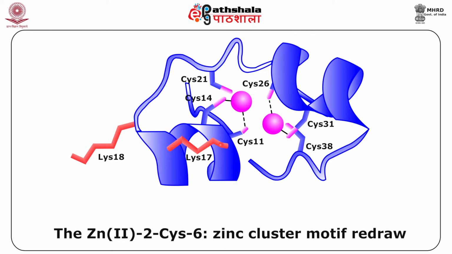The 2 zinc coordinate to the 6 cysteines in a binuclear zinc thiolate cluster as shown in the figure. The interatomic zinc-zinc distance is 3.5 angstrom. Cysteine 11 and cysteine 28 are the bridging ligands. Zinc cluster proteins are also found in a variety of other fungal organisms such as Aspergillus nidulans and Candida albicans. The motif has not been observed in either prokaryotes or in higher eukaryotes.